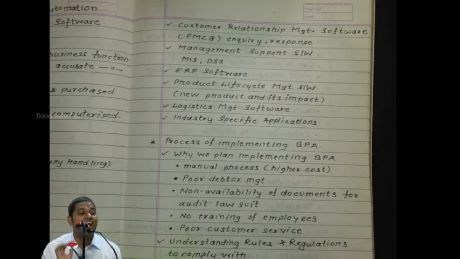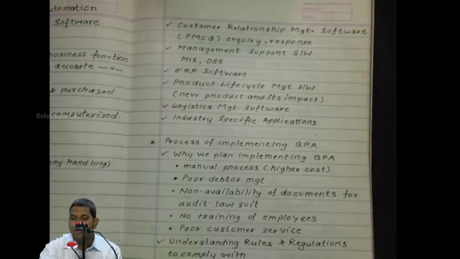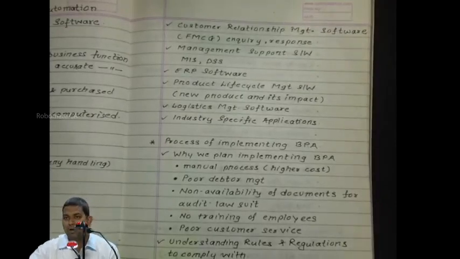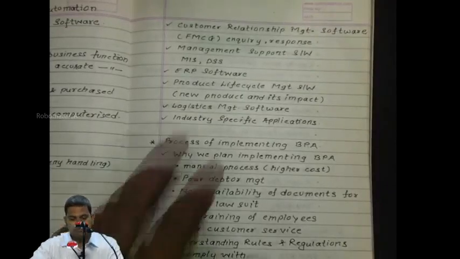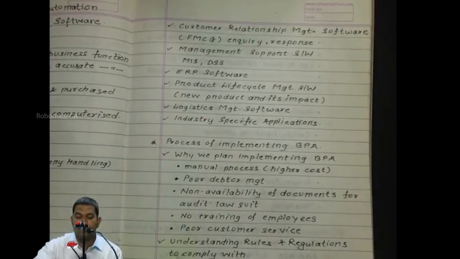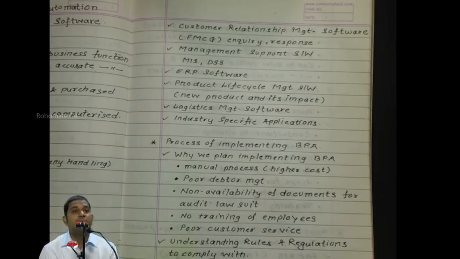Maruti is the largest seller of cars in India. So every product that they are developing, they are thinking about its impact in the market, on the company, on the competitors, and on the consumers. All these things come under product lifecycle management software. The next is called logistics management software.